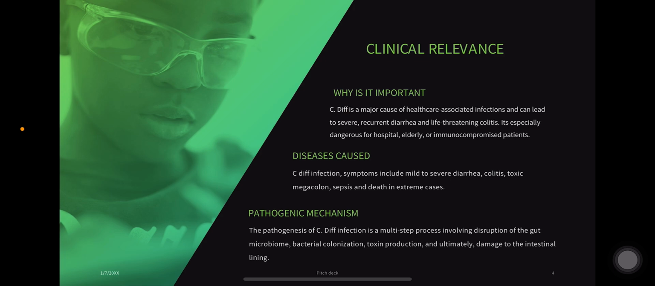In terms of its pathogenic mechanism, the pathogenesis of C. diff infection is a multi-step process involving the disruption of the gut microbiome, bacterial colonization, toxin production, and ultimately damage to the intestinal lining.